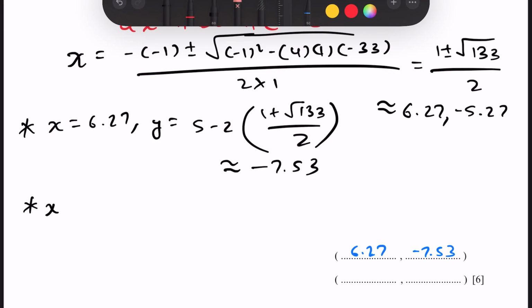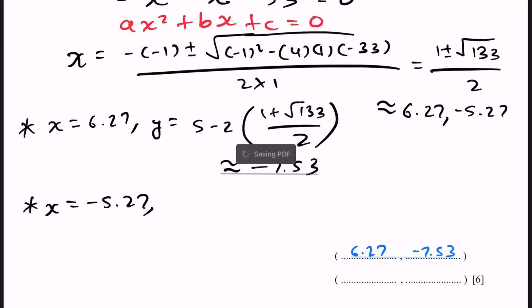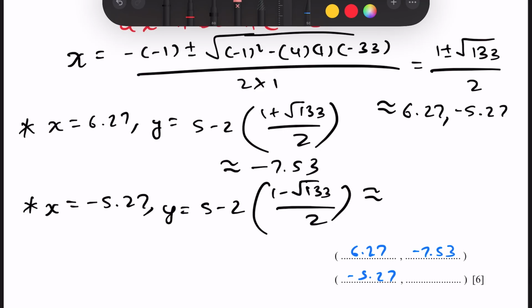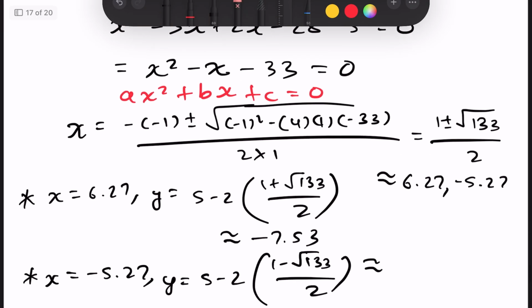So when x is equal to negative 5.27, this is again a final answer, since we give our value of x itself, negative 5.27, y is equal to 5 minus 2 times 1 minus the root of 133 divided by 2, which when rounded gives us a value of 15.53.